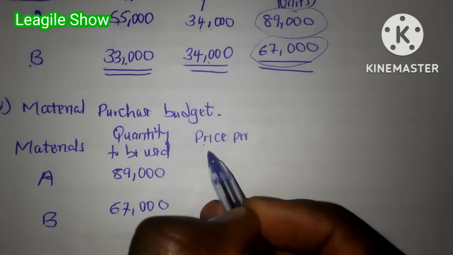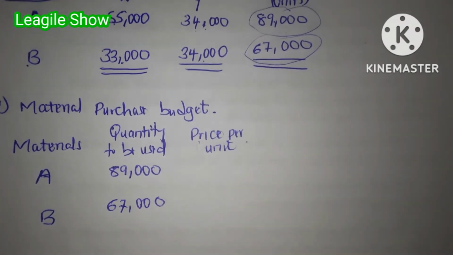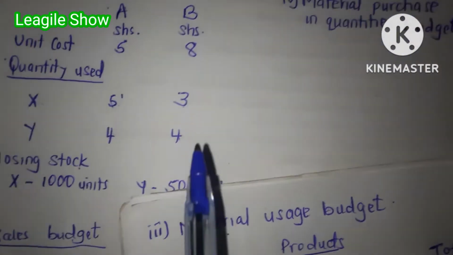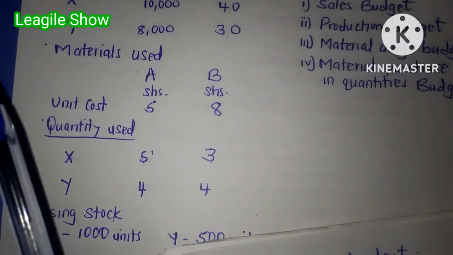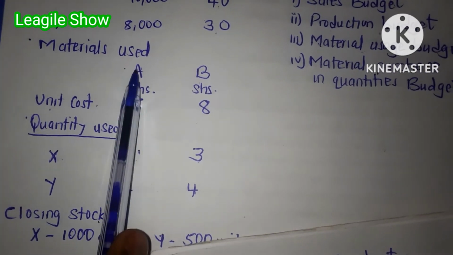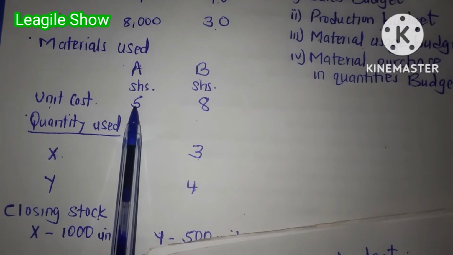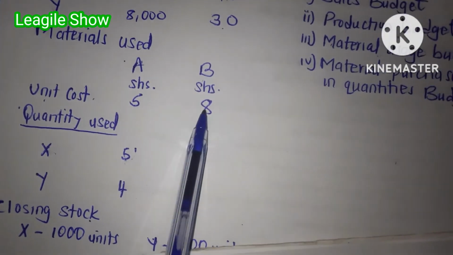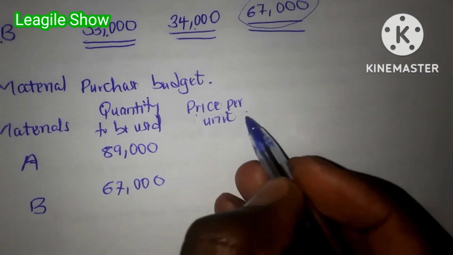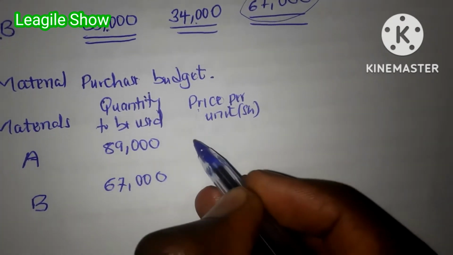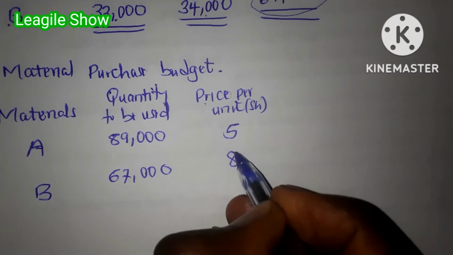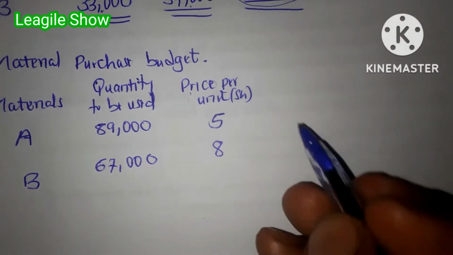What next? We are going to where we have the price per unit, the price per unit per material. Now we come back to our question to check that. Under the material used, the unit cost for material A was given as 5 and that of B is 8. Those are the values you are going to use at this point. Remember, they are in shillings: 5 for material A and 8 for material B.